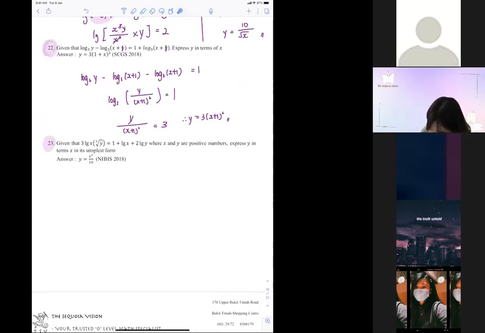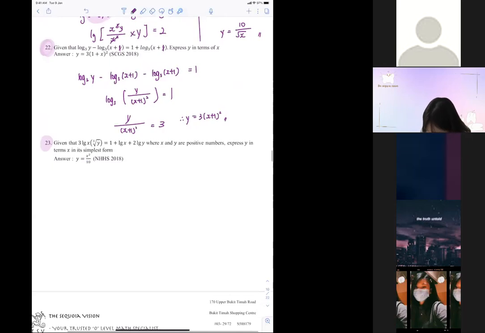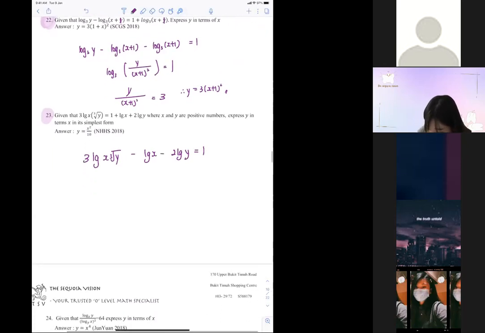For question 23, be careful, all the log one side first. Everybody see here, all the log one side first. Then check if the coefficient is 1. So all the power that is not 1, you bring up first. Then minus means divide.